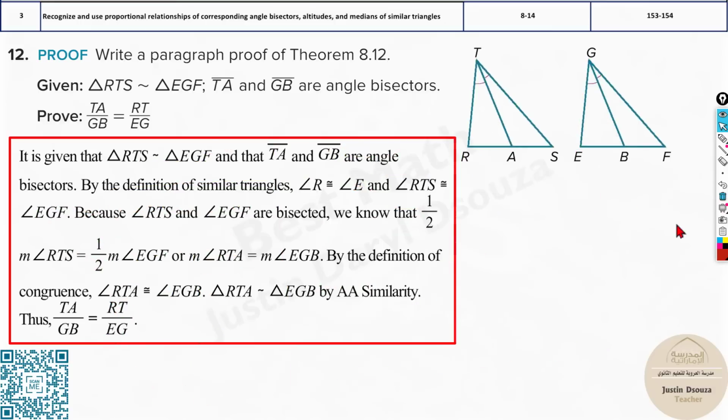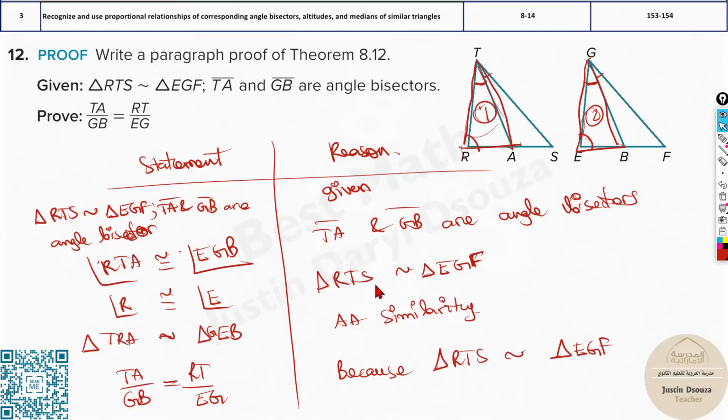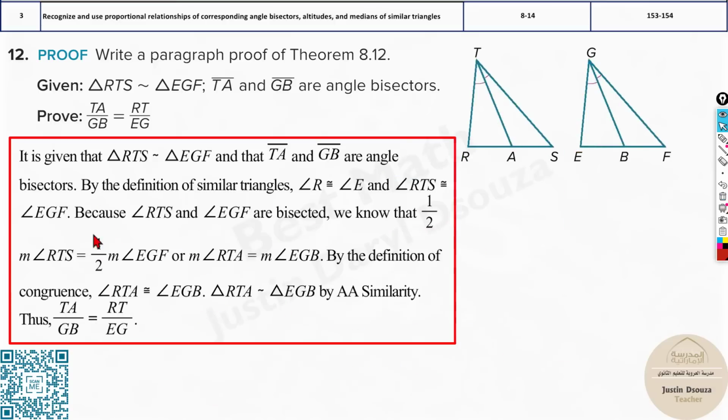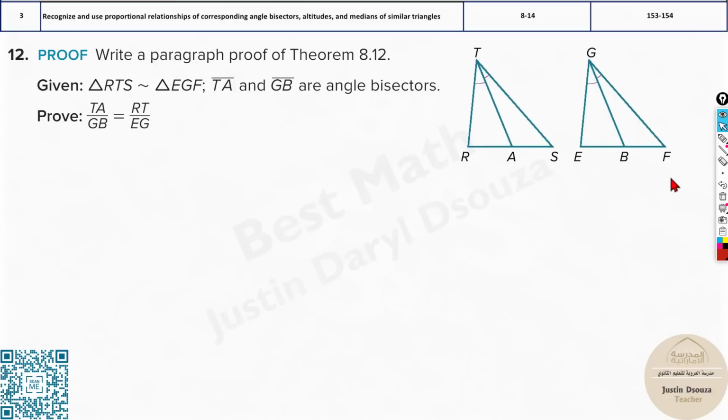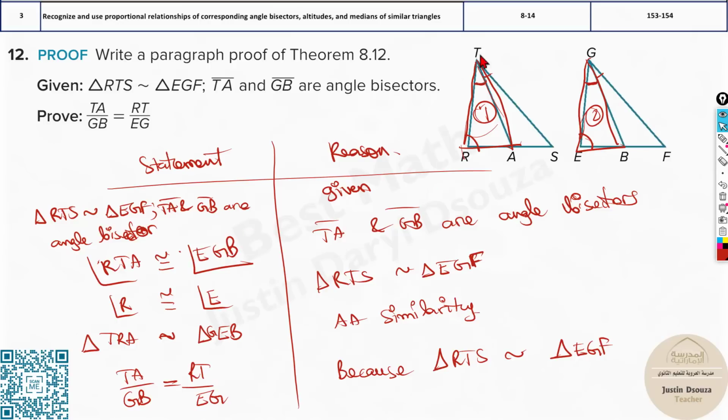Now over here they have written differently, but whatever I've written is the exact same correct answer. As long as you prove it, you can prove it in different ways. I've used one of the methods. Now you can see here they have used half. This is basically what you know, because it's an angle bisector. That's why they've used half. It's up to you. I've just written RTA directly, because it's understood. They've clearly given it in the question itself.